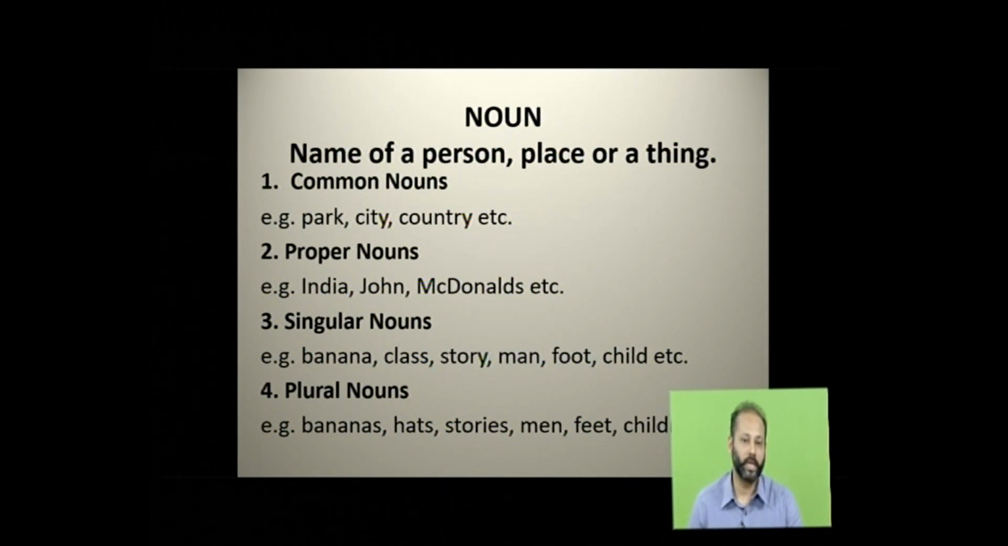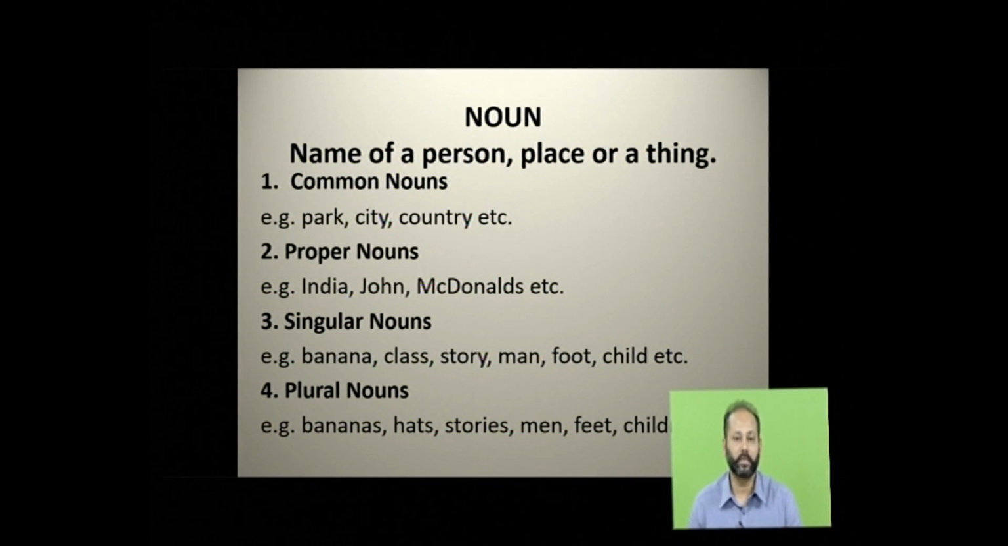Then next we have proper noun. Now what is a proper noun? As the name suggests, a proper noun is the name of a place, person, or something that is only one. Say for example, sun, moon, earth, India. Names of places also are proper nouns. John, McDonald's. It can be the name of somebody, Ram, Sham, Sita, Geeta. It can be any name, proper nouns. So names are proper nouns. You got it? Alright, let's proceed further.